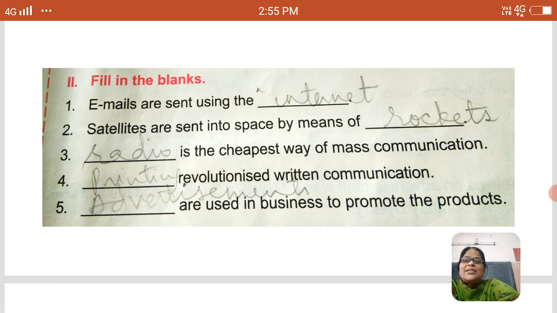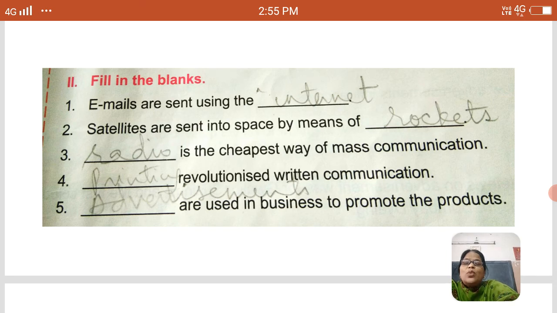Third one, radio is the cheapest way of mass communication. R-A-D-I-O, radio. Fourth one, printing revolutionized written communication. P-R-I-N-T-I-N-G, printing.